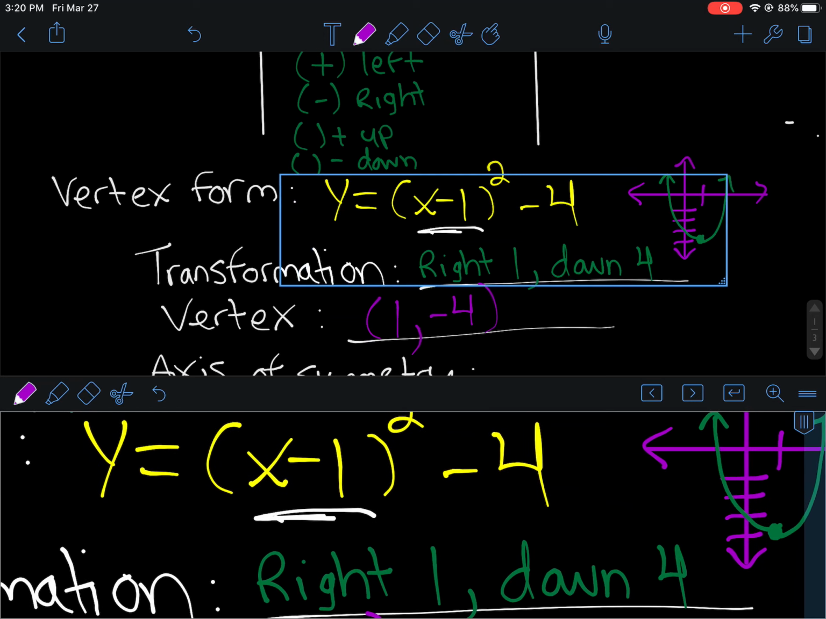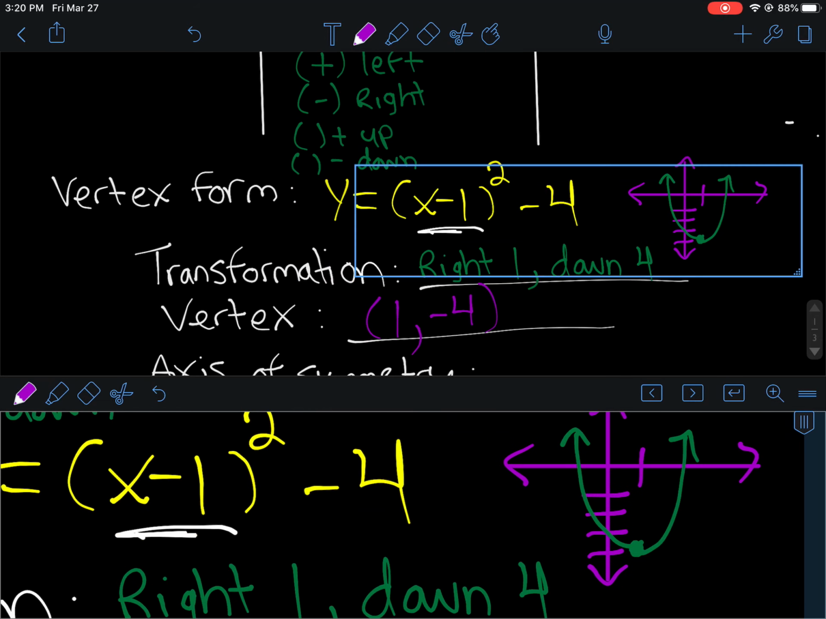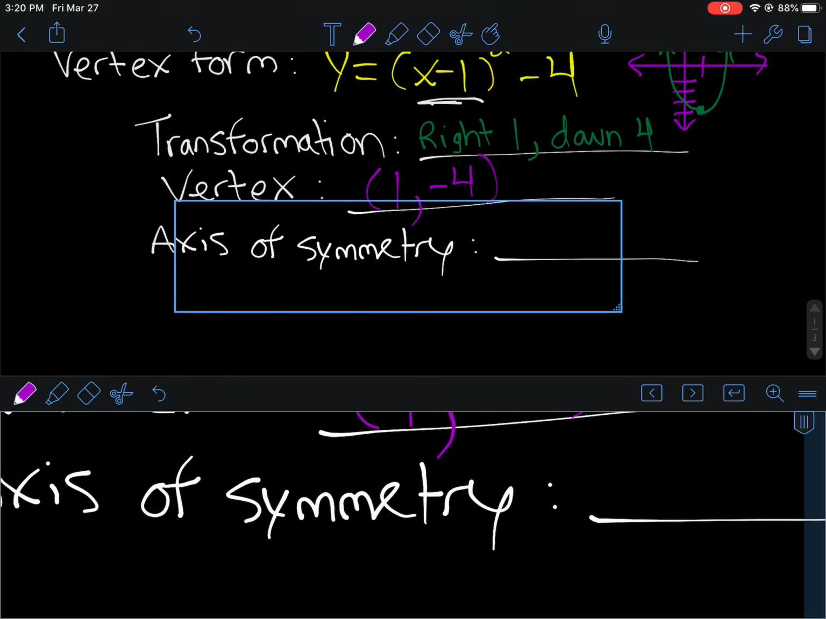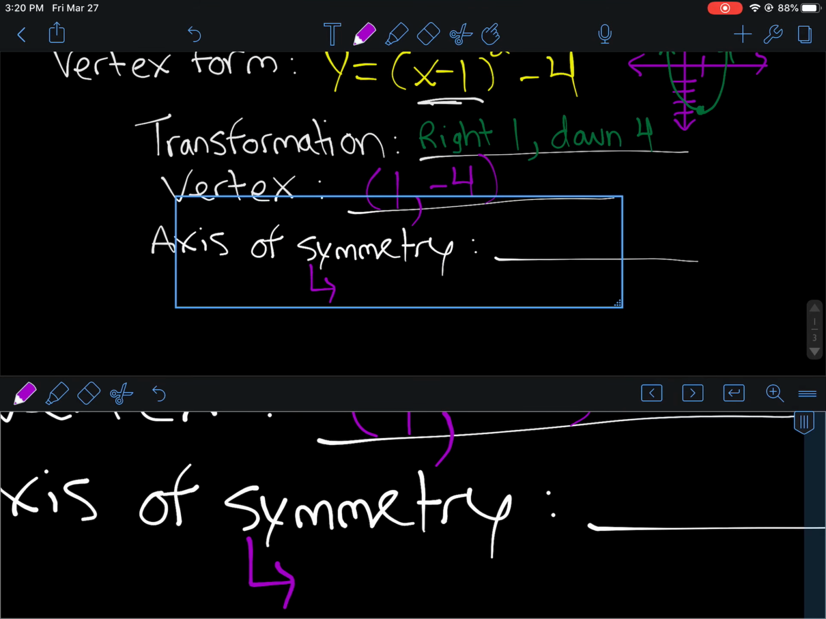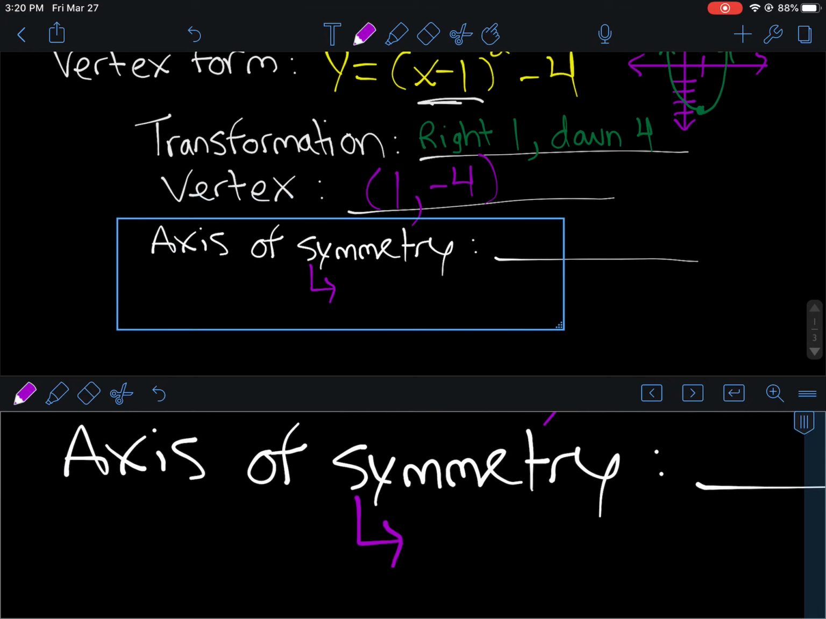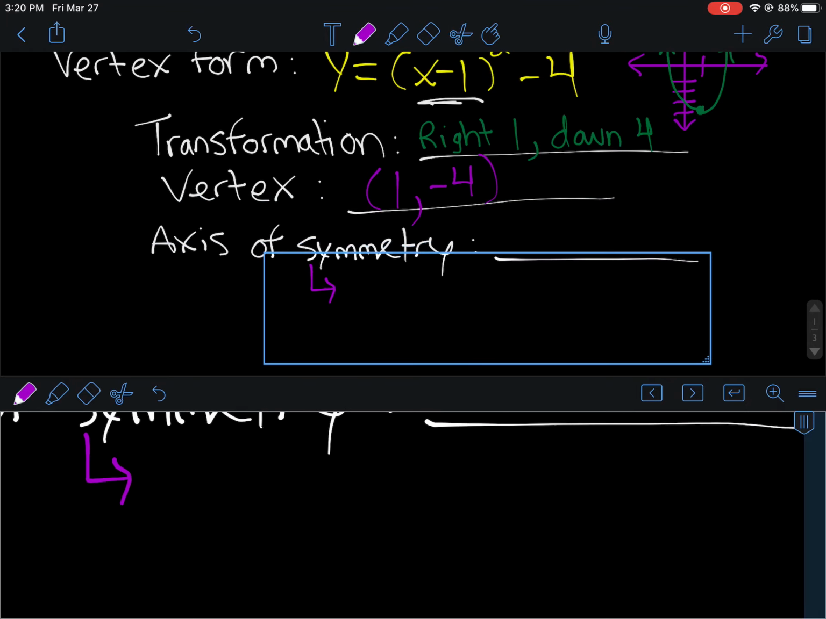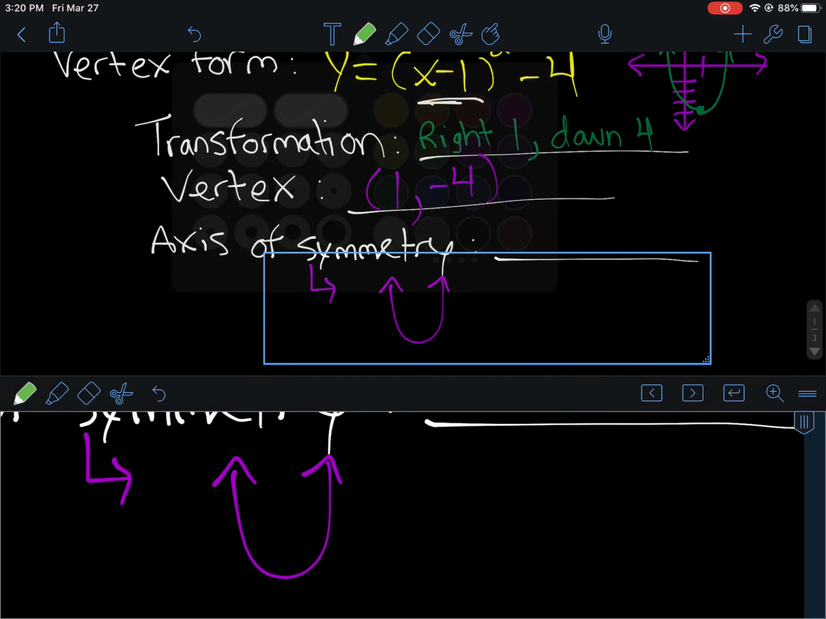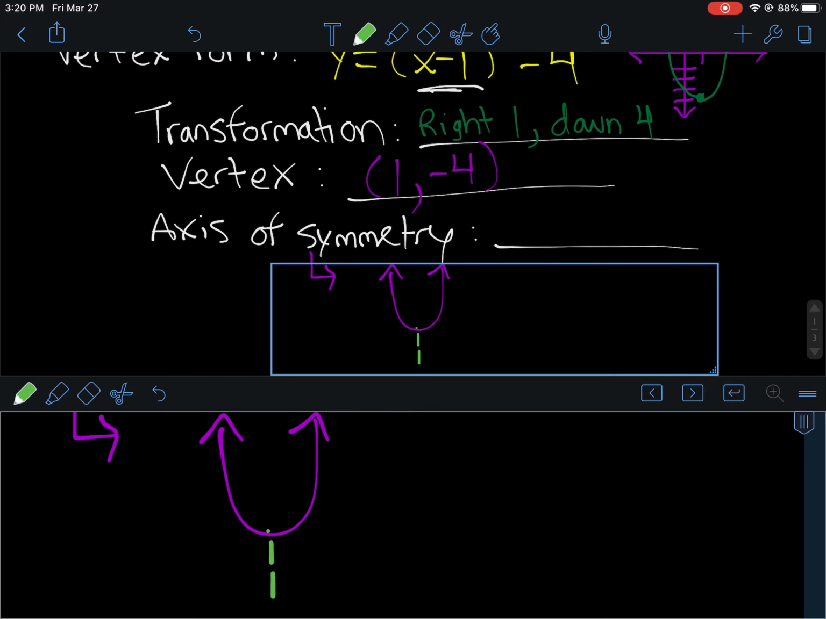You take the opposite of what's inside, and you take whatever number is outside after the parenthesis. Axis of symmetry, just remember, technically this is the vertical line that cuts the parabola, or cuts the U, in half. So just to be clear, the axis of symmetry is a vertical line, a vertical line that cuts the parabola in half. That is what the axis of symmetry is.